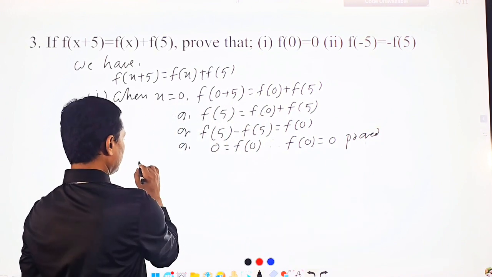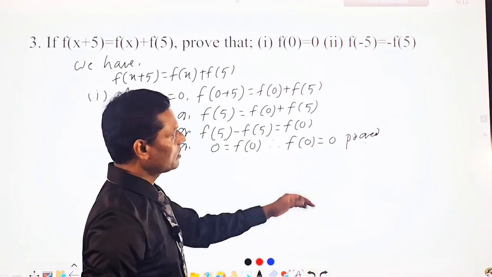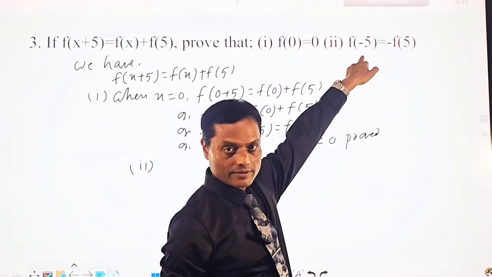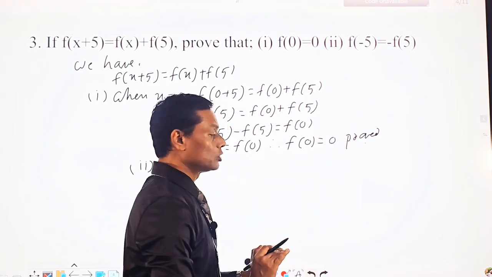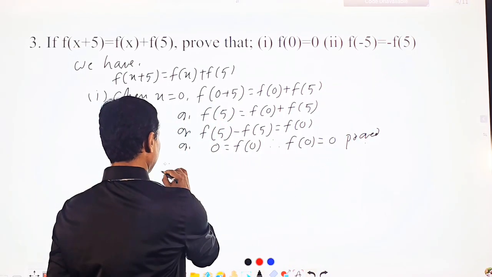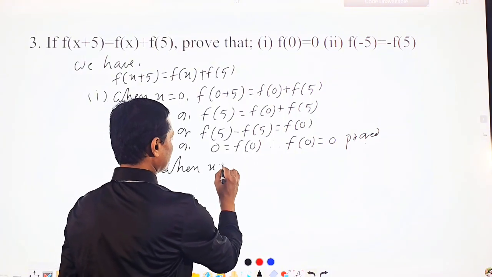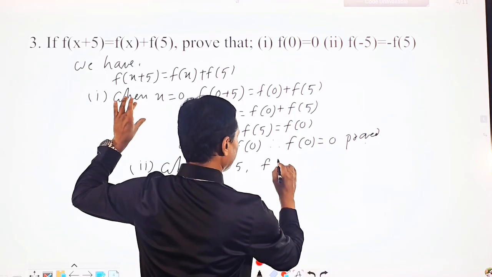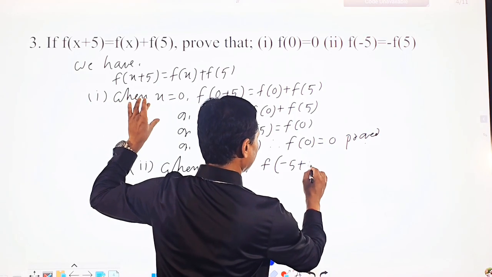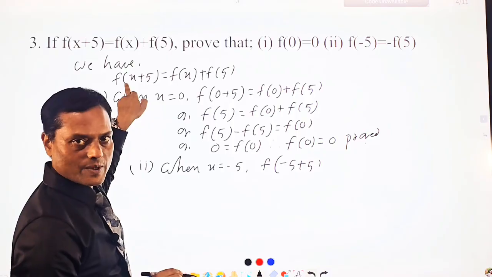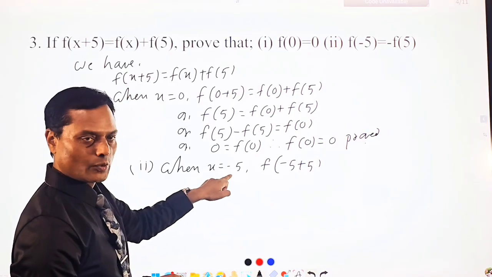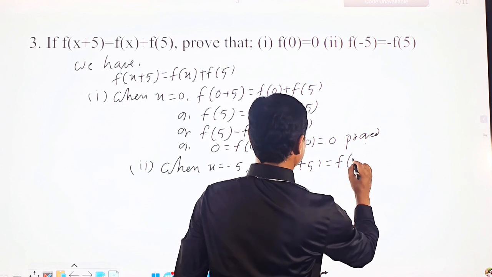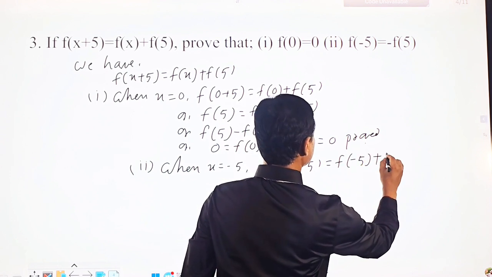Similarly, in the second part, we see f(-5) equals minus f(5). Here, input is minus 5, isn't it? So we are going to replace x by minus 5. So when x equals minus 5, again we are going to repeat f(-5 + 5). Have a look here. x is replaced by minus 5, right? Because input is minus 5. So at the right hand side as well, we write f(-5) plus f(5).